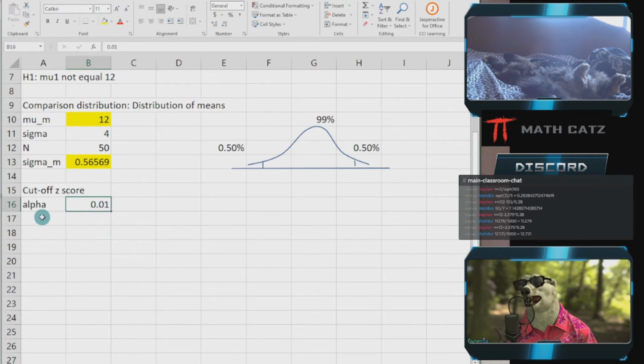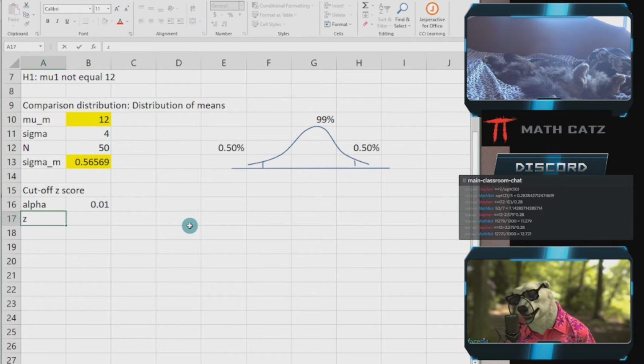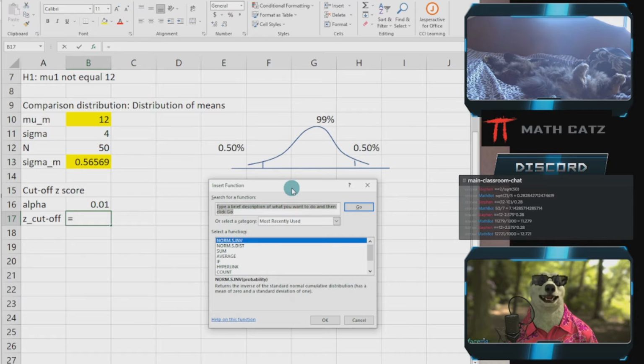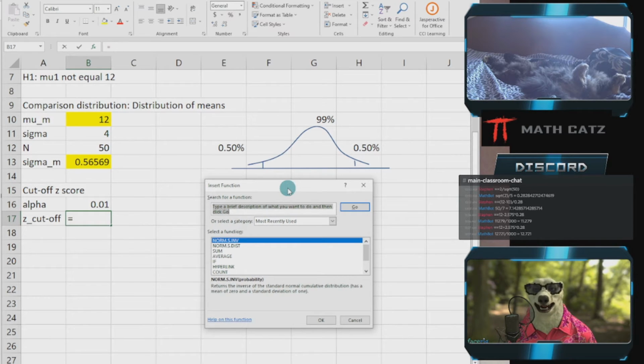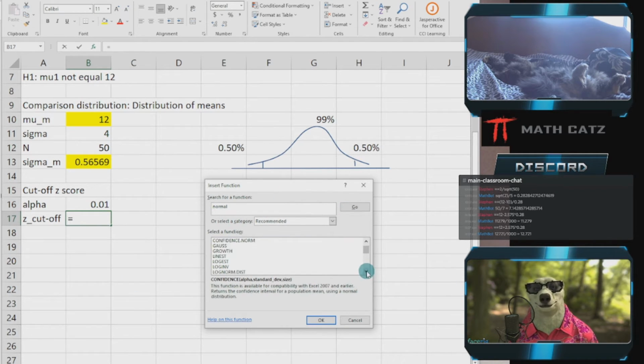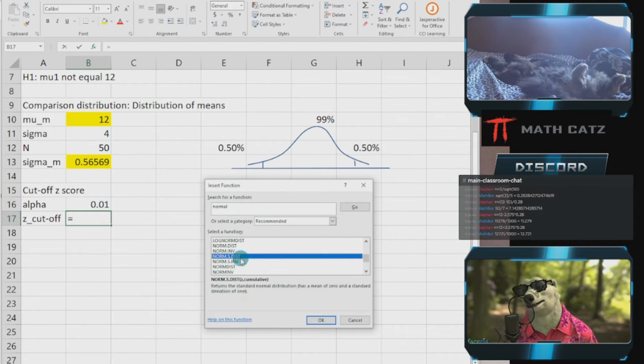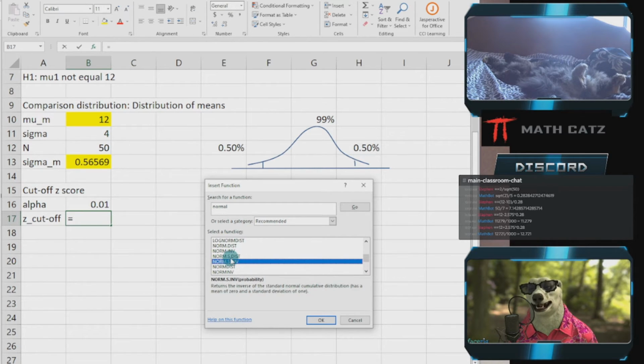So I want to find the, let's call it Z cutoff. Let's do it like this, cutoff. So we have seen this before, but it's a more, I guess, complicated function, a bigger function. So maybe I don't remember. I'll search for normal. Maybe I haven't used it yet, so it doesn't show up in my list of recently used functions. I want the standard normal, the Z scores. So that's where this .s comes in. And I have two options.